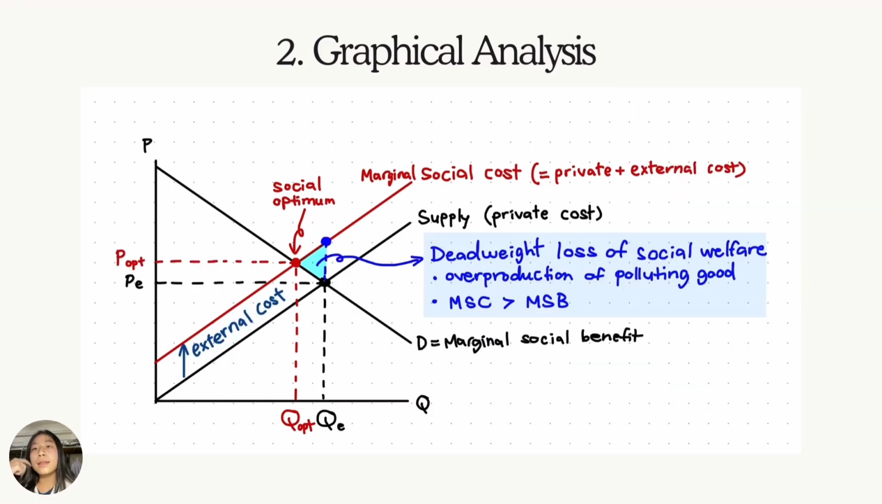Okay, so notice that there is a difference. This difference is represented by the deadweight loss. It's the loss of social welfare, and this is the overproduction of polluting goods. Here it's shown when marginal social cost is greater than marginal social benefit, and this is the triangle that is highlighted here.